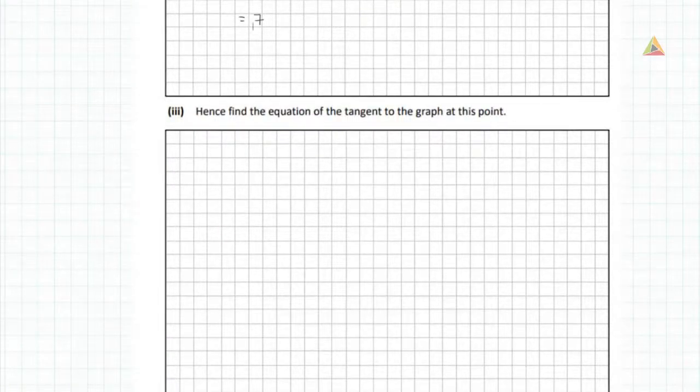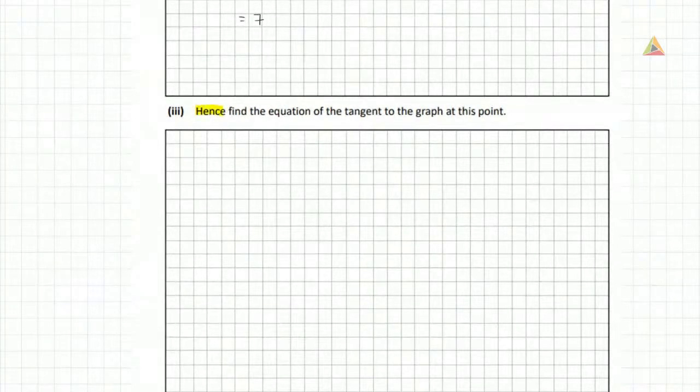So there's a couple of things to point out in this question and the way that it's worded. Hence. So hence means we have to use our answer. So we're going to be using our answer of our slope was 7. And what else they're asking me is find the equation of a tangent. So a tangent is a line at this point. So that was the point 1, minus 5. So they gave me the point 1, minus 5 in part 2. Hence, find the equation of the tangent.